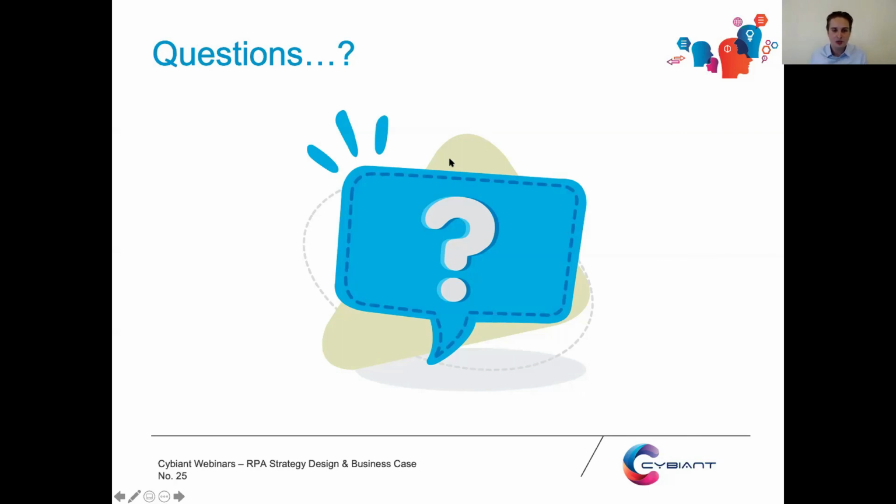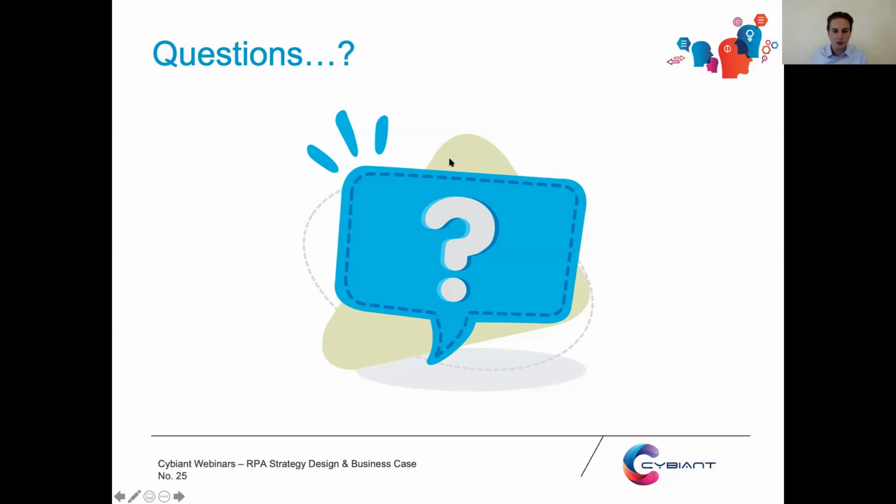Next question is, is there a specific tool or software you would recommend? The answer to that is there are a number of great software products out there. The one that we are working with at Cybiant is called UiPath, which is one of the leaders in the domain. So that is where we have implementation history. So that's the tool that we would embed when we do RPA projects.